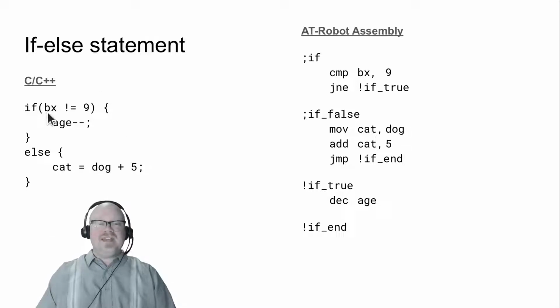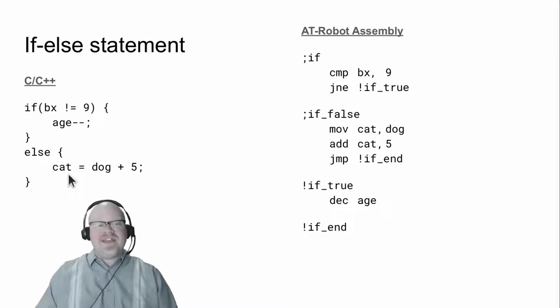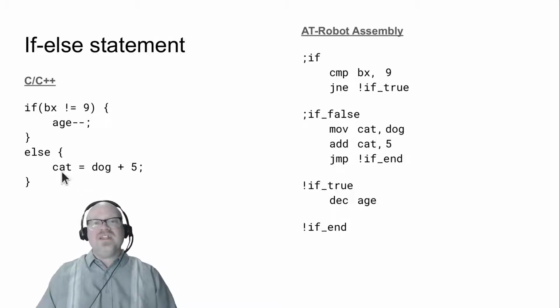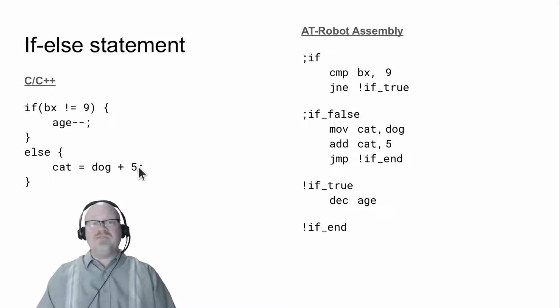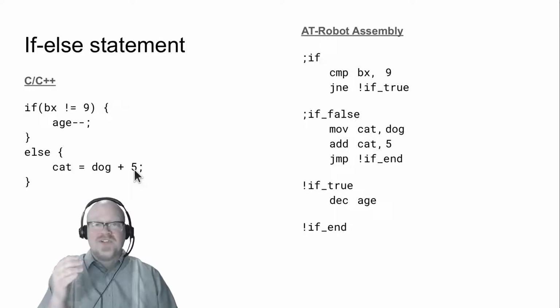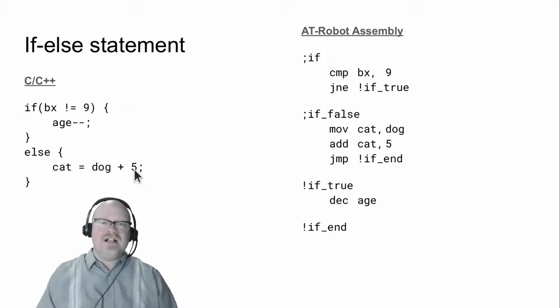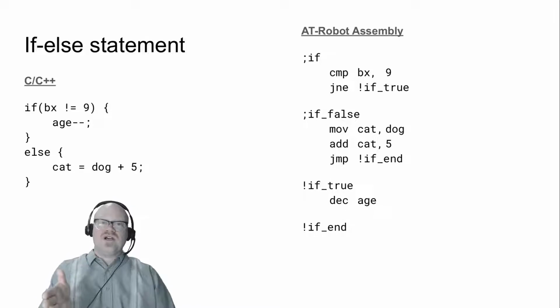On the other hand, if bx turns out to be equal to 9, then we want to jump down here and put into the variable cat whatever dog plus 5 is. Now, this line of code here I've done purposefully because it's a little tricky for beginning programmers. Because what we often tend to do is see this dog plus 5, and those beginners will say, well, add 5 to dog. And then they can move that new value of dog into the variable cat.